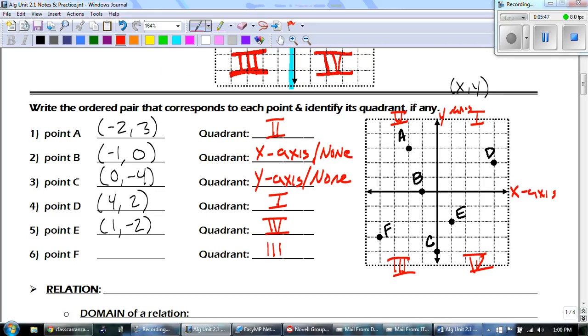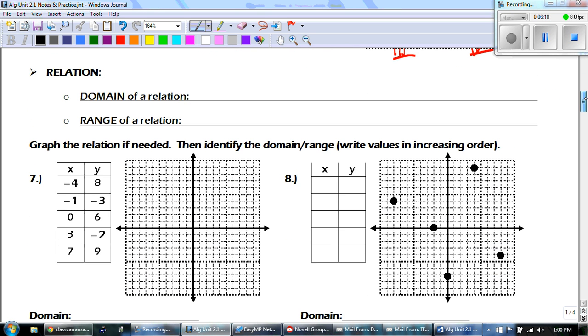Okay, it's in quadrant 3, and then directions to get there, I go 1, 2, 3, 4. I went to the left 4, and then 1, 2, 3, I went down 3. Okay? Knowing the points is very important, okay? So if you need extra help, make sure you get it.